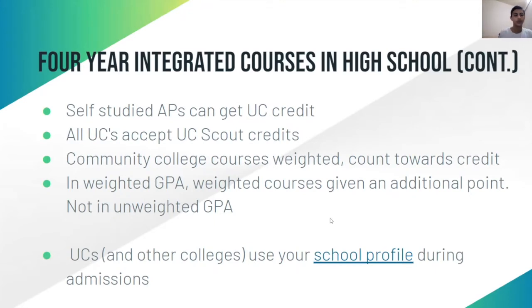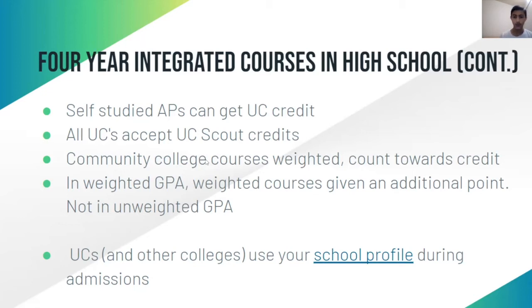Just keep in mind that you can also self-study APs to get UC credit. UC Scout can also help you self-study APs, and for that you can get UC credit, and that also counts towards your transcript, and you can get college credit for that. All UC colleges accept the UC Scout credits. So whatever courses are taken from UC Scout, all UCs accept those credits. And then a thing to note is that community college courses are also rated. So if you take a course at any community college, it can count towards credit in your UC GPA.